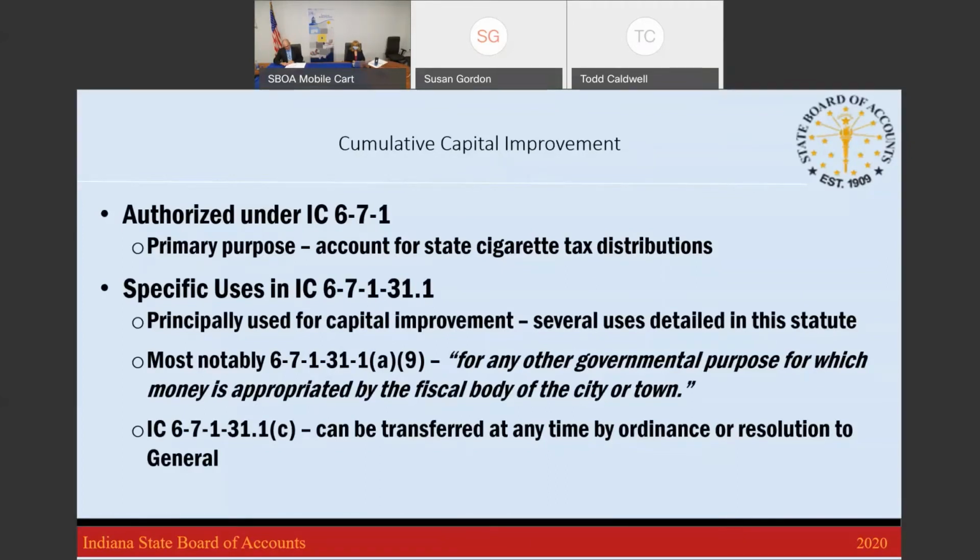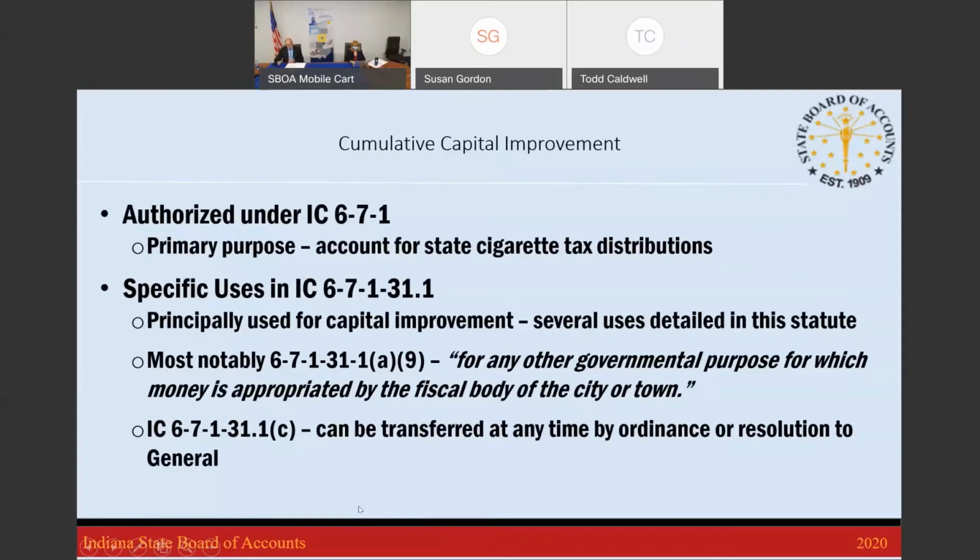What the fund can be used for are listed in the statute, and there are 9 different ones listed. Probably the one that gives you the most flexibility is the 9th one, which was added a few years ago, and it states that CCI can be used for any governmental purpose for which money is appropriated by council. So if council appropriates money for supplies, you can use CCI for supply. They appropriate money for salaries, you can use CCI for salary. Just anything that could have been appropriated somewhere else or is appropriated somewhere else, you can use CCI for.